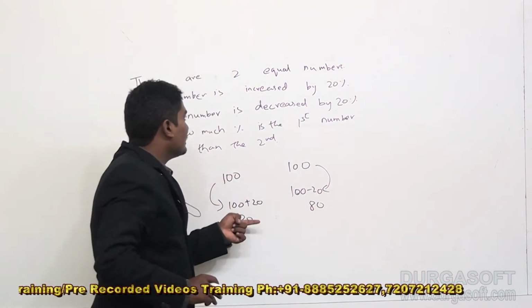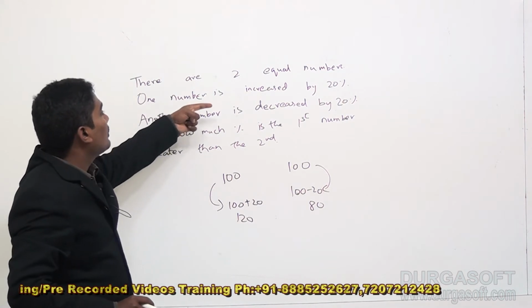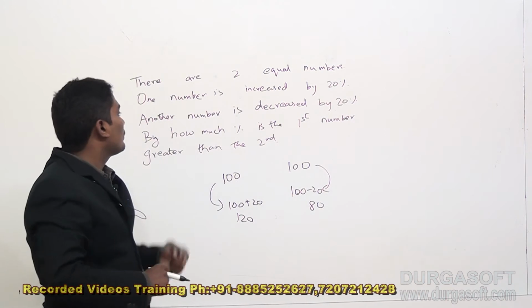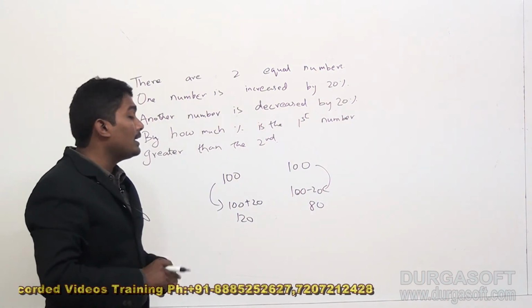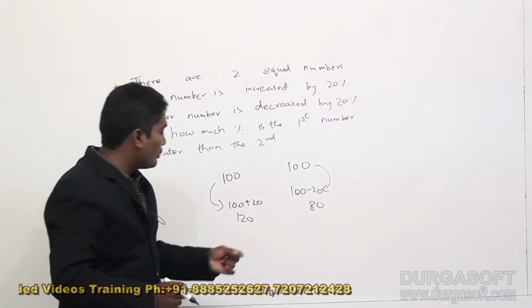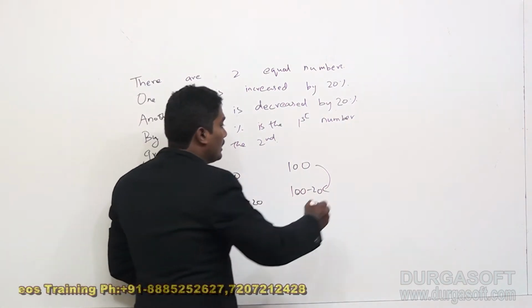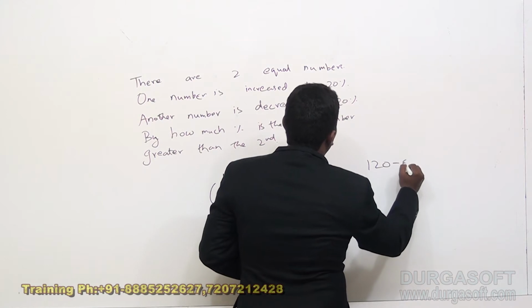Next, what they are telling is that there are two numbers, one number is increased by 20%, another is decreased by 20%. We have done that. By how much percentage is the first number greater than the second number? Now you see, the first number is greater than the second number. By how much? What is the difference? So the difference between the two numbers is 40.